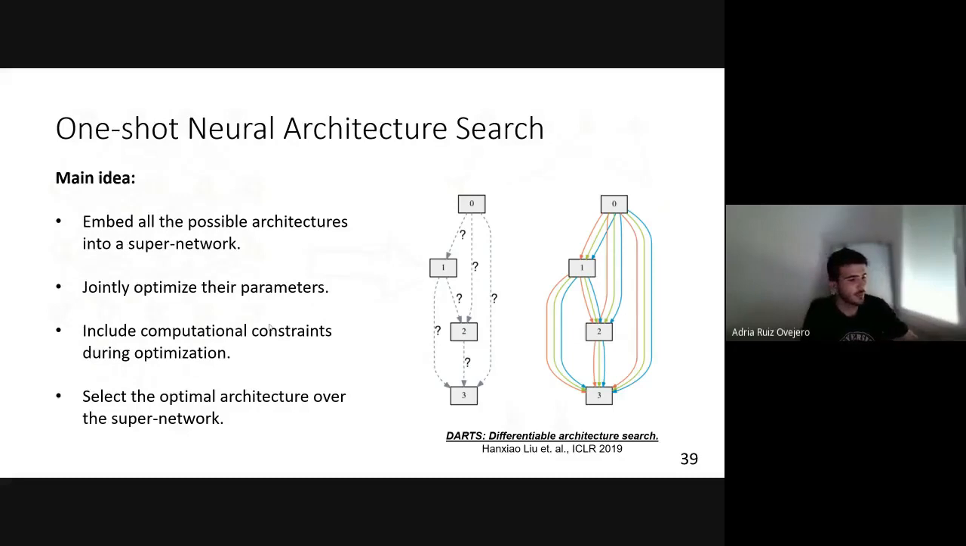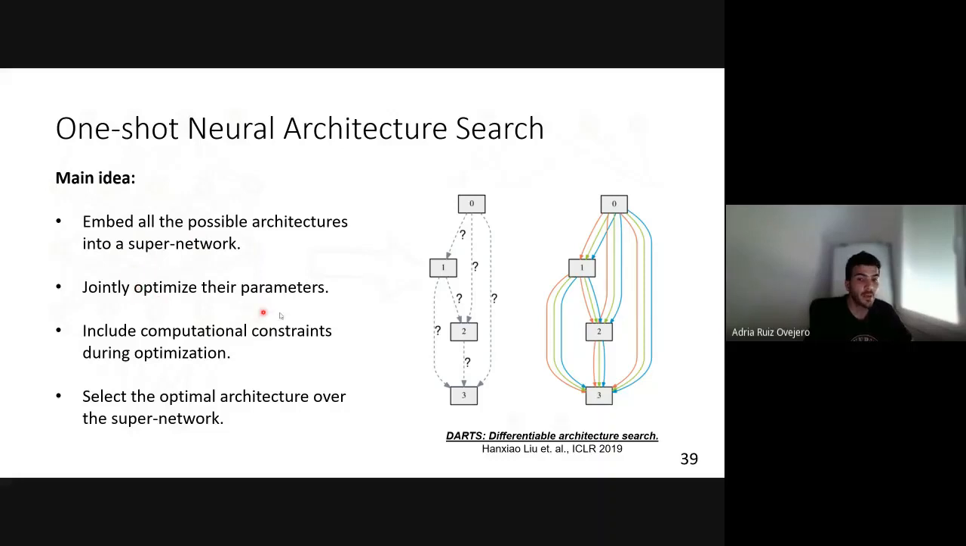But there is another approach to do architecture search, one-shot neural architecture search, which tries to remove this controller and make the optimization process over the architecture space much more efficient. So what is the idea of one-shot neural architecture search? Instead of having a controller that samples networks independently, we are going to define a super network, which embeds all the possible architectures that we have in the search space.